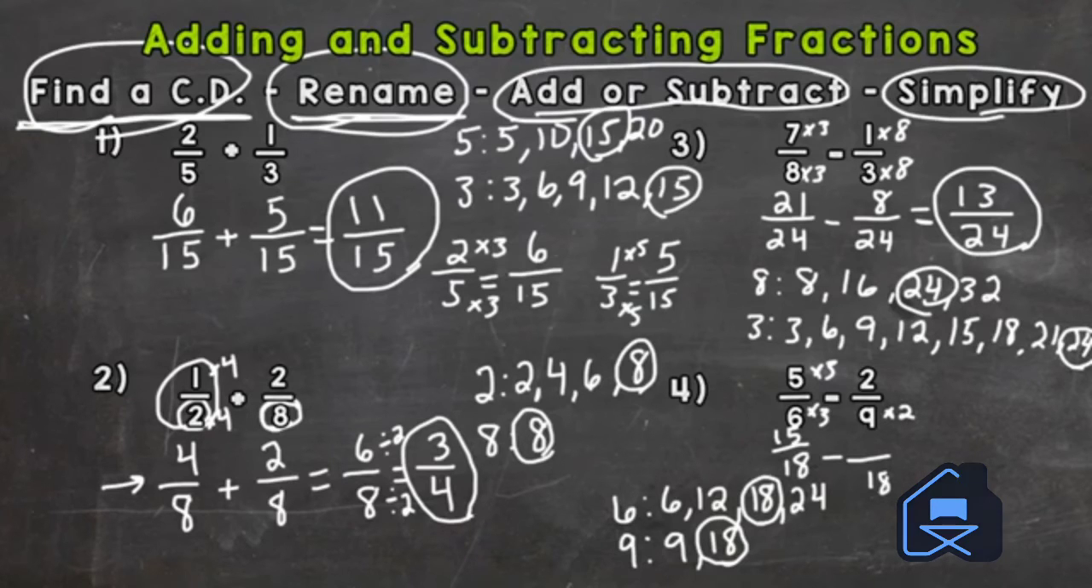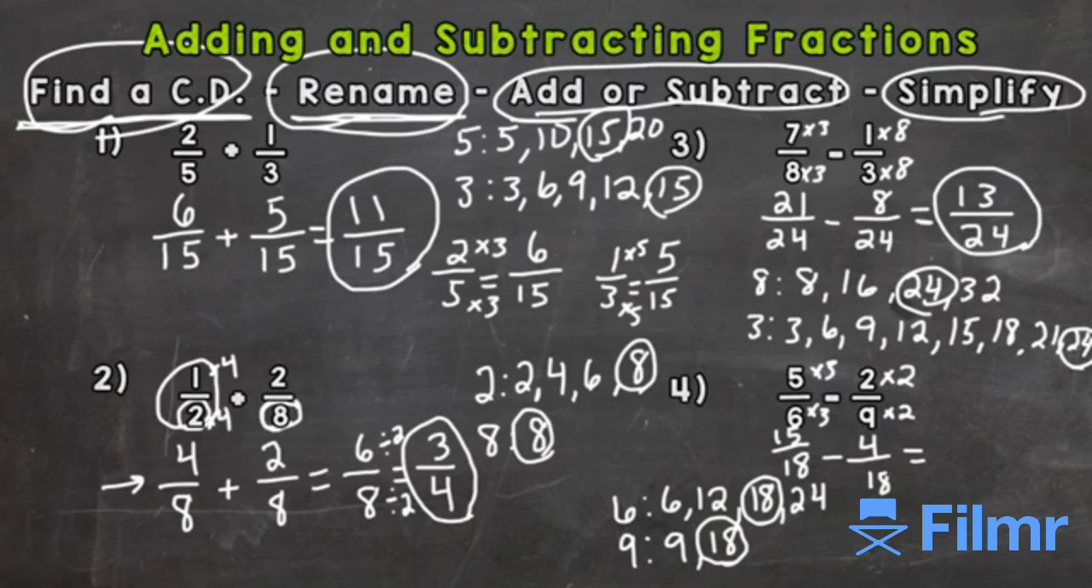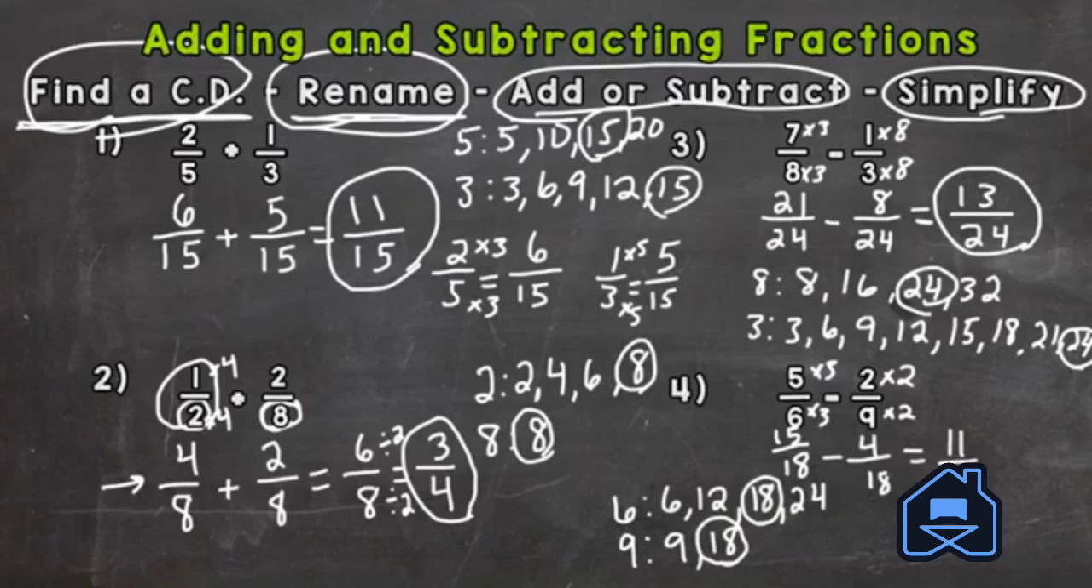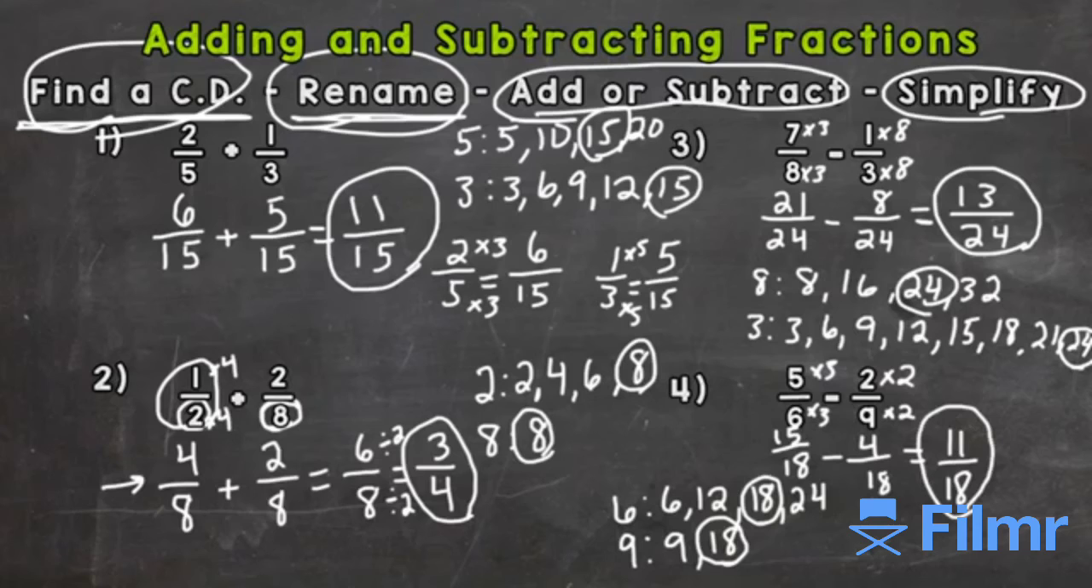So we need to do the same exact thing to the top so we have an equivalent fraction. 2 times 2 is 4. So we get to 15/18 minus 4/18. And that gets us to 15 minus 4 is 11. Keep our common denominator of 18 the same, and we get to 11/18. Now 11/18 does not have any common factors besides 1. We can't break that fraction down any further, so this is our final answer.